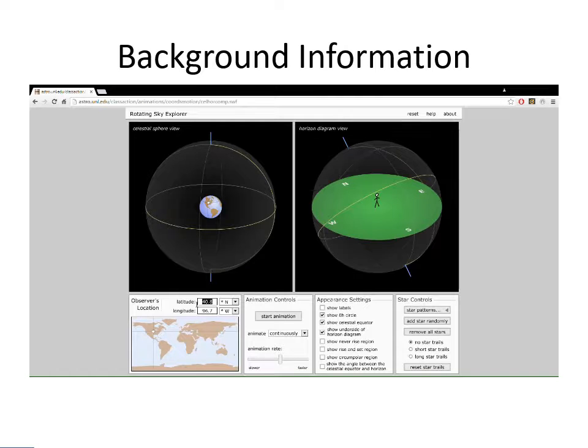University of Nebraska's Rotating Sky Explorer shows stars on the celestial sphere and in a local horizon coordinate system. Here for Nashua, NH, we can see that the Big Dipper is a circumpolar constellation, Orion rises and sets, and the Southern Cross is in the never rise region.